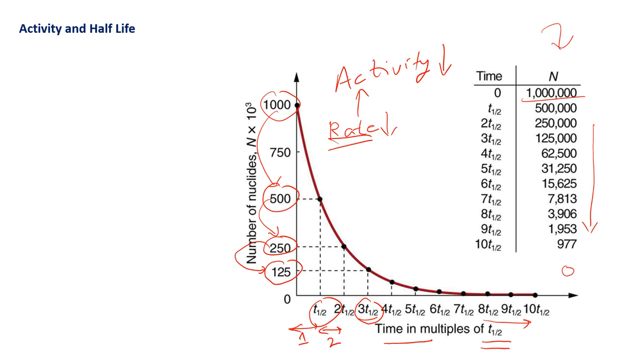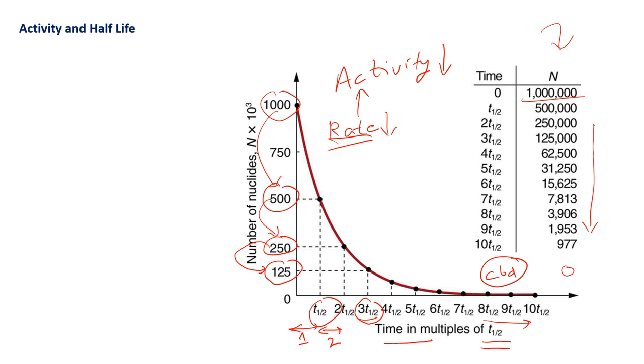Now can anyone tell me at what time the value of n will become 0? After how many half-lives is n 0? Just think over it. Somil, any idea? There is no need to actually calculate. The answer to this is that we cannot determine that time. The answer is cannot be determined.